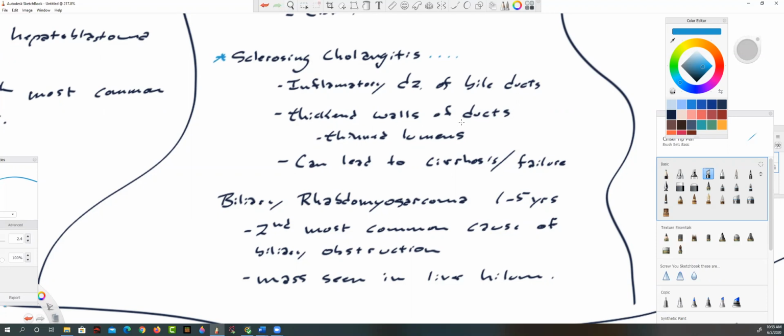Thickened walls of ducts, thinned lumens, therefore creating a thin lumen. So when we see our bile duct coming up, and of course it's always kind of thin, but then we see that the walls are just simply thicker, like you really see the walls. Normally we see the walls, but not very well. But suddenly they're looking like this. That can be sclerosing cholangitis. This, of course, can lead to cirrhosis and liver failure.